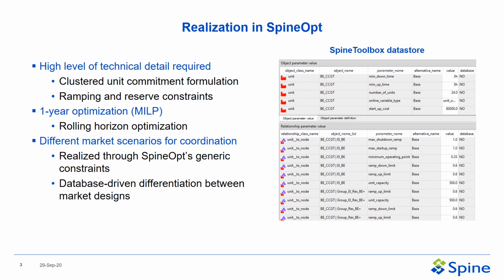For the realization in SpineOpt, we do have the requirement that we need a high level of technical detail. So we were using a clustered unit commitment formulation, and we incorporated ramping and reserve constraints. Moreover, we were using a rolling horizon optimization, and we realized these different market scenarios through SpineOpt's generic constraints and just data-driven, differentiated between these different market designs. And on the right-hand side is a screenshot from the SpineToolbox data store.